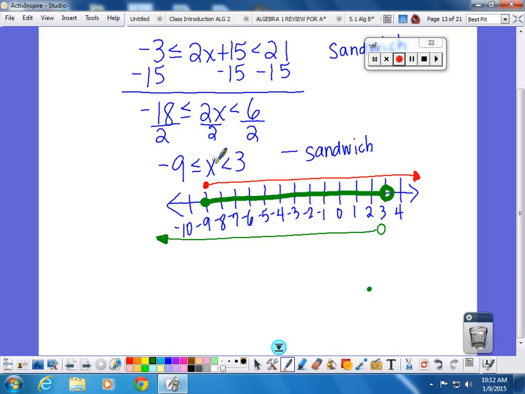When they write it as a sandwich instead of an and sentence, it also makes it much easier to do set builder notation. Where are my solutions? My solutions are sandwiched in between -9 and 3. That's where they are. And then interval notation, my solutions are sandwiched in between -9 and 3. So I think that's easier to work than an and sentence because it keeps it all together as a sandwich, and you know that's what your graph is probably going to look like anyway.